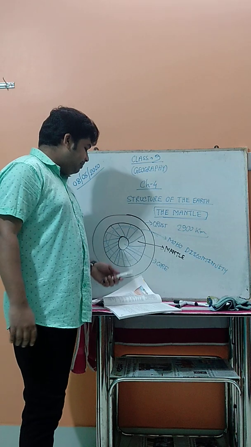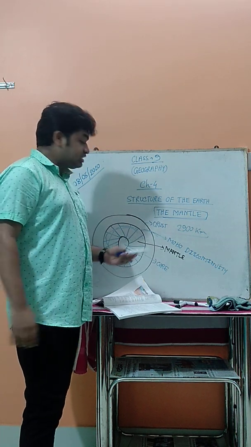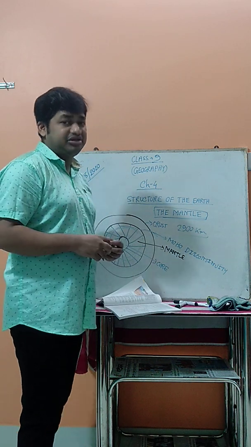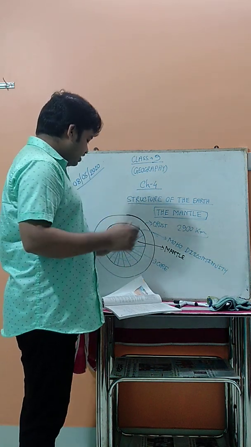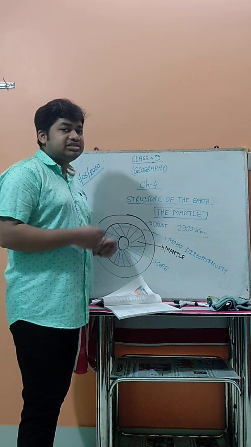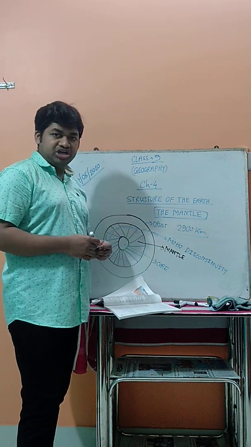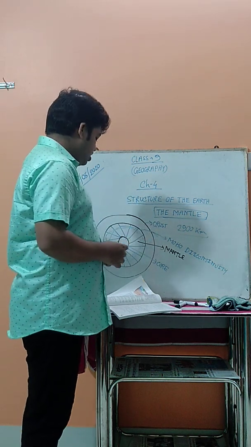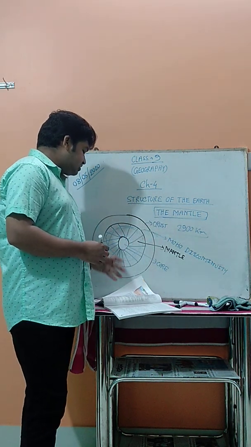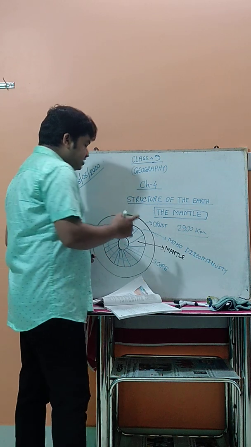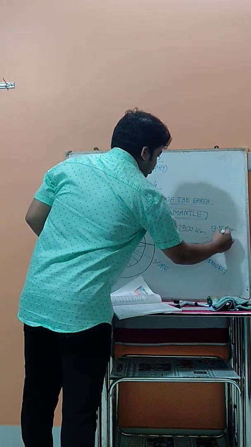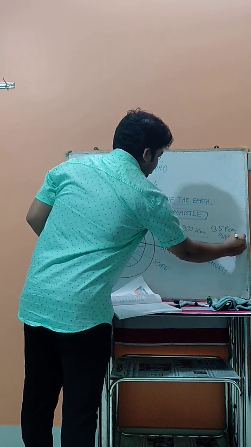Now the mantle is made up of dense, heavy material, with very high density. What are the materials? The first is oxygen, the second is iron, and the third is magnesium. These are the materials generally used for making this structure. Next, the average density is 3.5 grams per cubic centimeter.